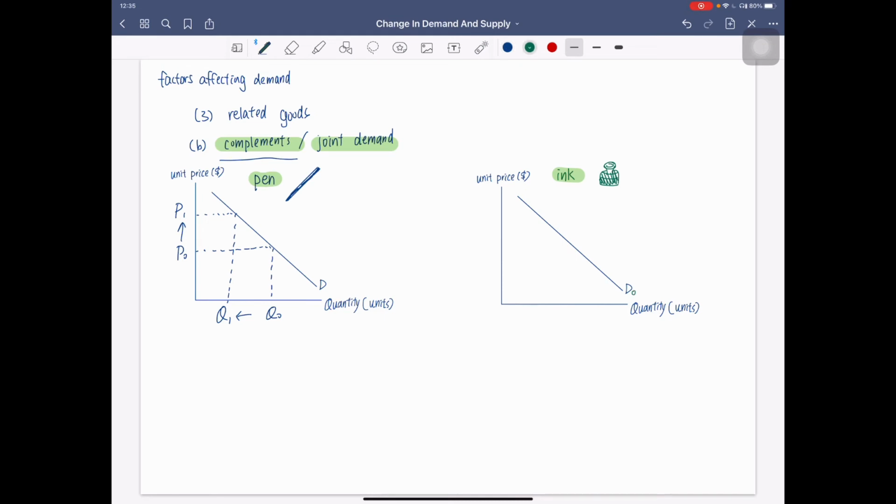We label the original demand curve as D0, and we find that the demand for ink will also decrease from D0 to D1 because they are complements. And the decrease in demand for ink is due to the increase in the price of pens. So they are complements, they are joint demand.